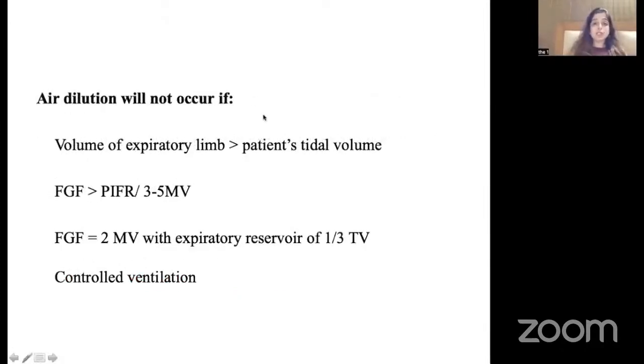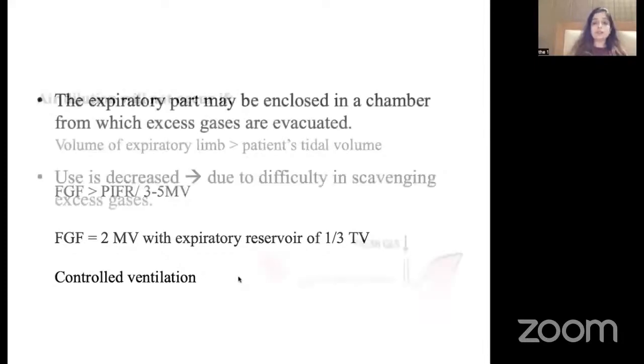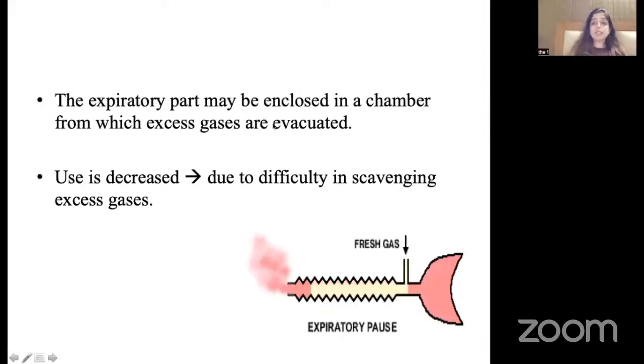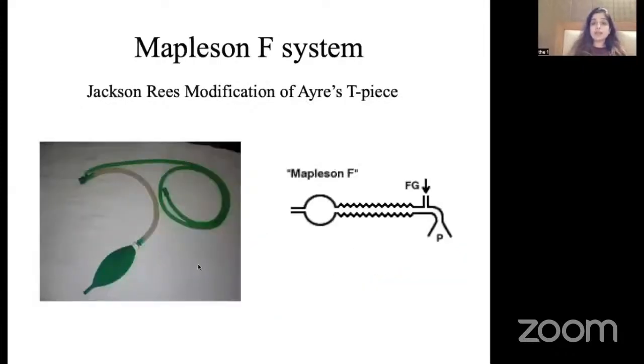How can you prevent air dilution in Mapleson E? If the volume of your expiratory limb is more than the patient's tidal volume, fresh gas flow more than peak inspiratory flow rate or 3 to 5 times the minute volume, or fresh gas flow equal to 2 times the minute volume but with an expiratory reservoir of 1/3 of the tidal volume of the patient. It will not occur in controlled ventilation. The expiratory part of Mapleson E may be enclosed in a chamber from which the gases are evacuated. There is difficulty in scavenging these excess gases, which is why its use has decreased.